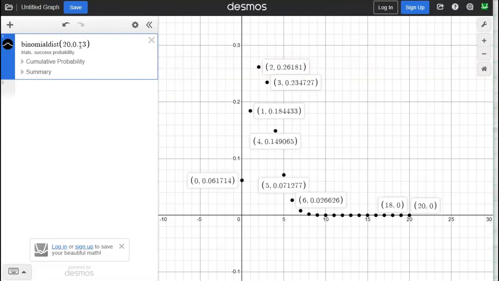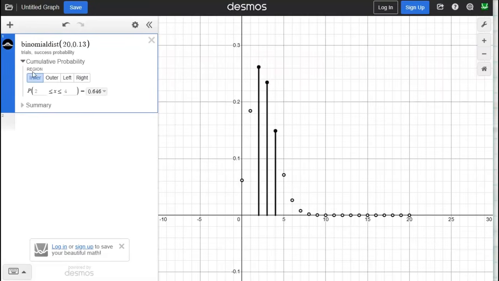Check this out. On the left-hand side here, once you created that binomial distribution, click on cumulative probability. This allows you to look in between two values, outside of two values, to the left of a value, or to the right of a value. So I want to do 4 or less. So if I click on left, which is to the left or less, and then notice what it says. It says x less than or equal, and I'm going to type in a 4 there. And boom, there's the answer, 0.892.